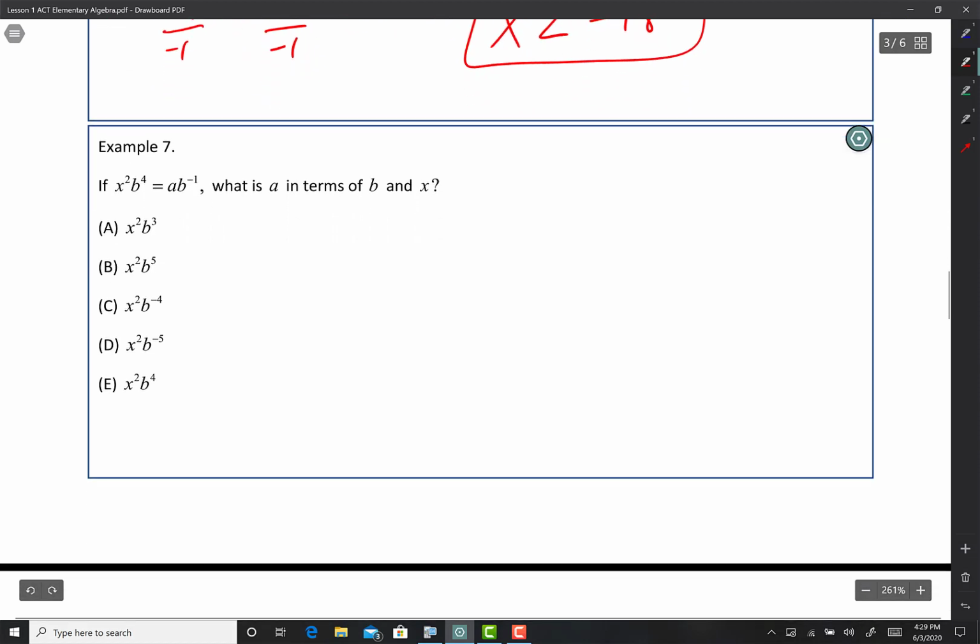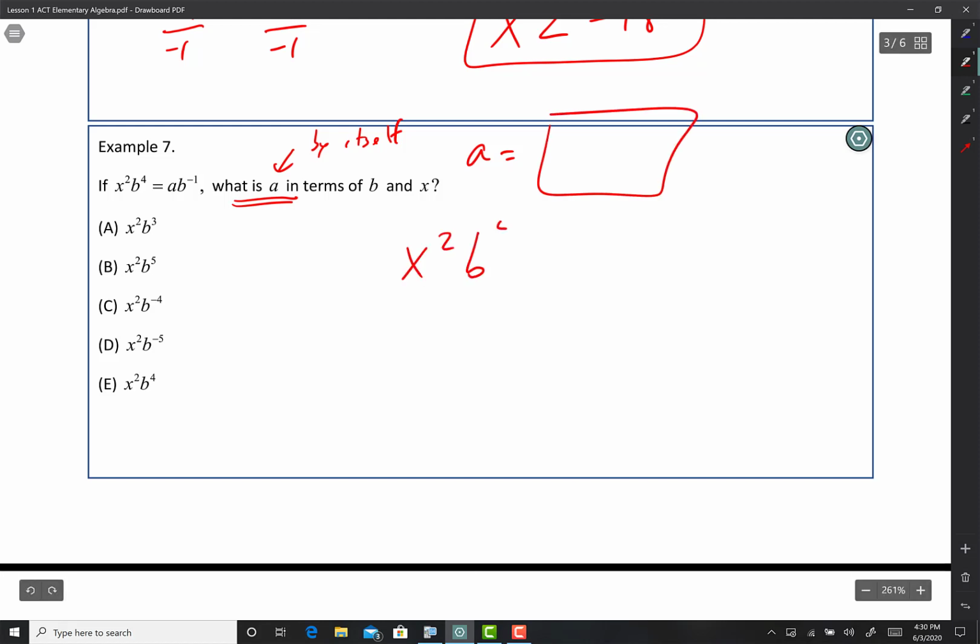Example 7. What is a in terms of b and x? So what they're telling, let me read that again. What is a in terms of b and x? So what they're telling us is that they want a by itself. Or they want a equals something. A equals, and they want that part there. So that's easy, guys.